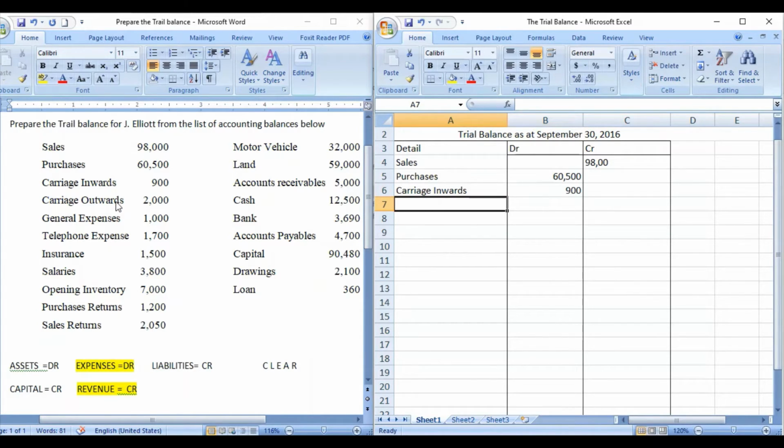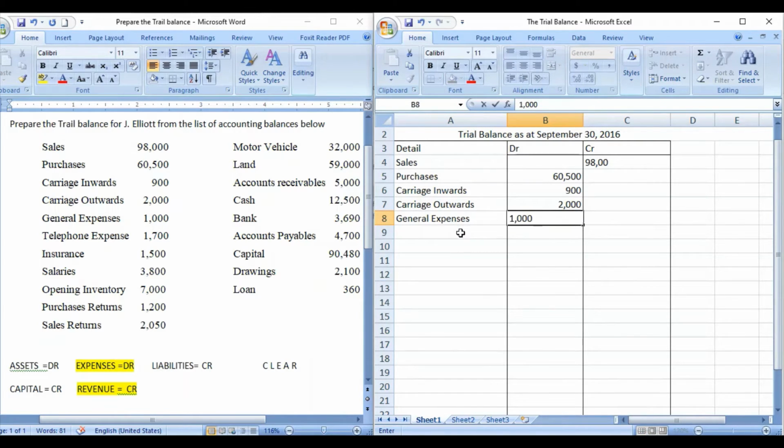Then of course we move to the next one, carriage outwards. Carriage outwards is the expense that the business bears to carry goods to their customers. It's an expense, and we already established that expenses carry a debit balance. So we can go right ahead, carriage outwards, and we are going to debit carriage outwards with 2,000. Then we move to general expenses. It's an expense, so therefore it carries a debit balance. So we put in that information, general expenses, and we are going to debit our trial balance with 1,000.